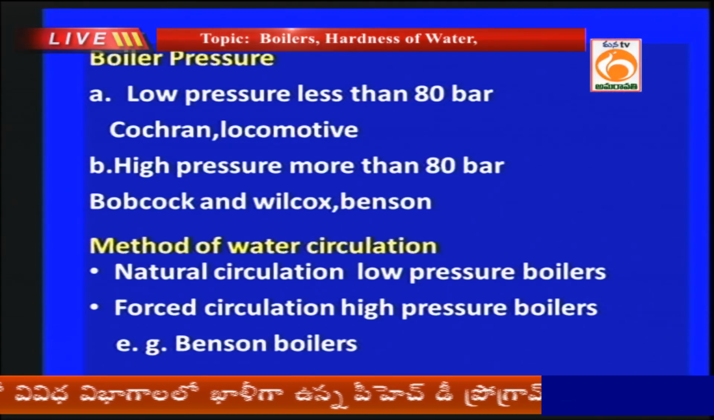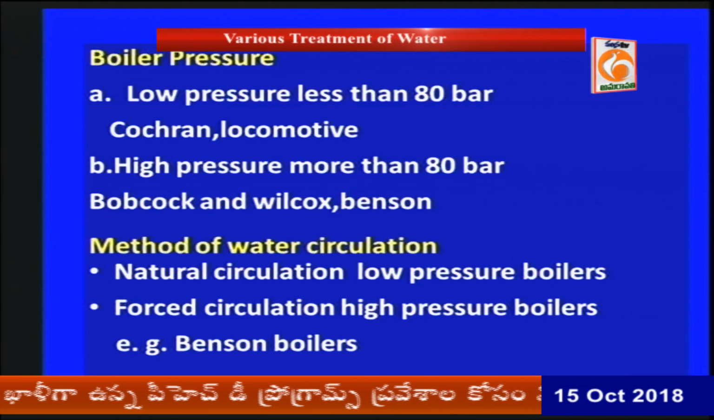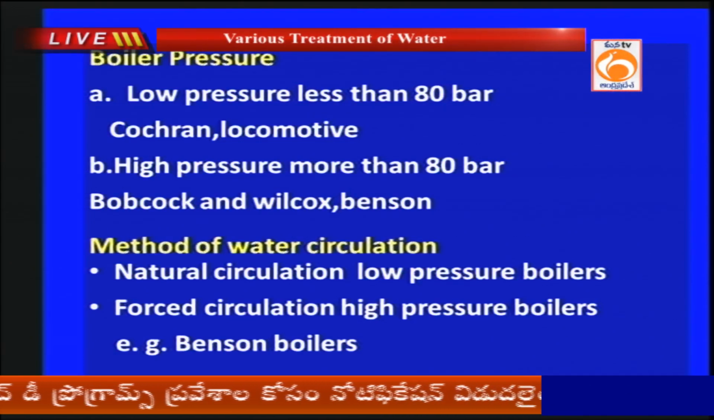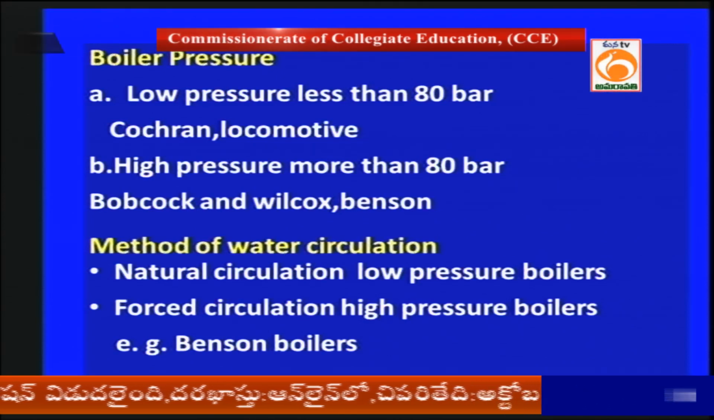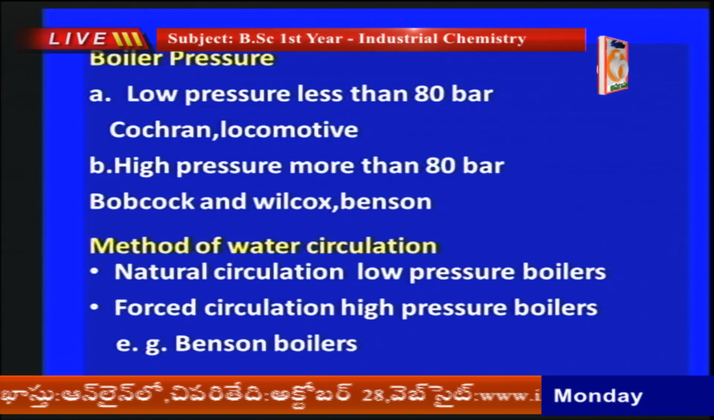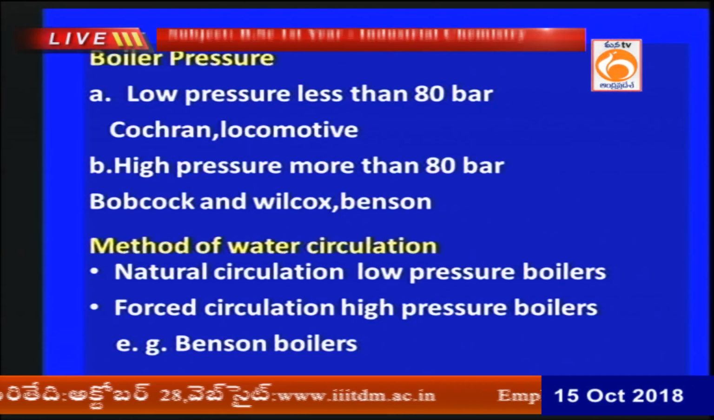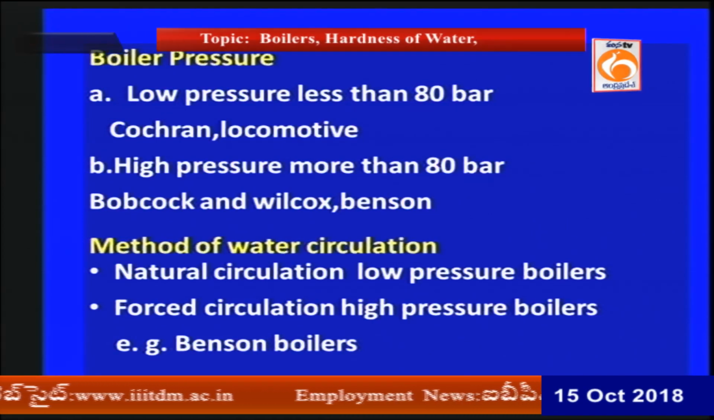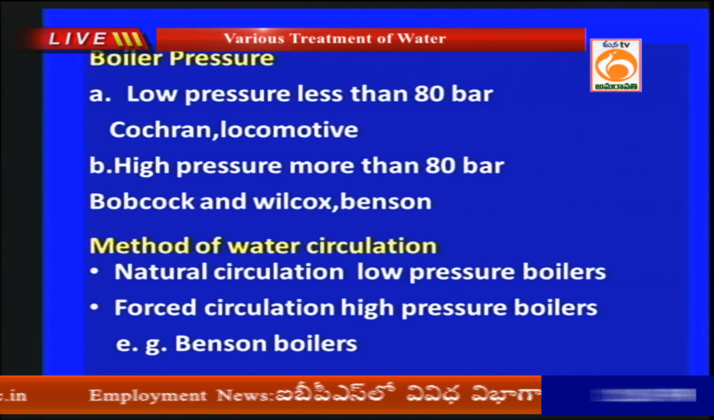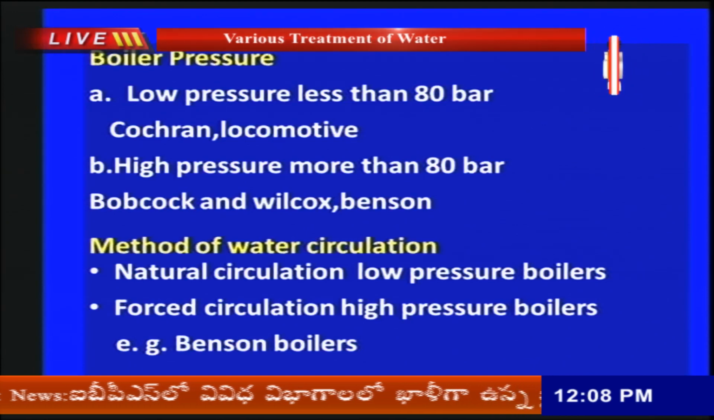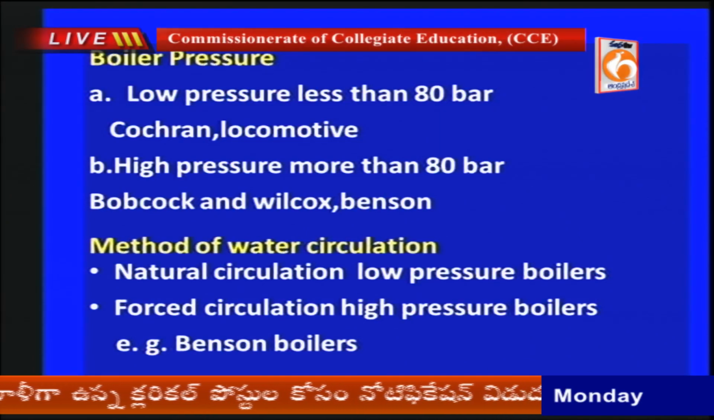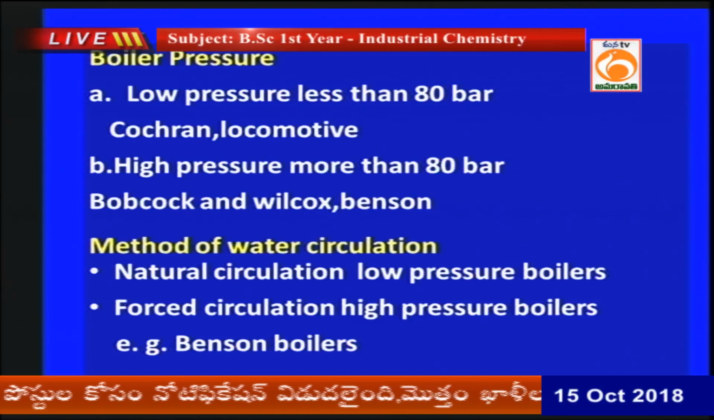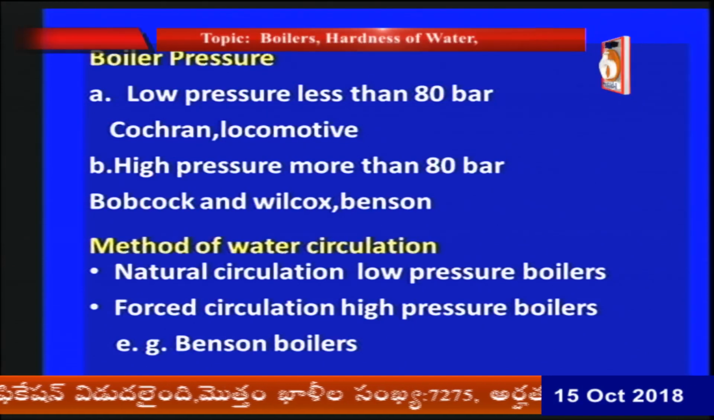And next, methods of water circulation. Depending on the method of water circulation, boilers are classified in two ways: natural circulation and forced circulation. Natural circulation produces less pressurized steam, whereas forced circulation produces high pressure steam in the boilers. The example for that is the Benson boiler.